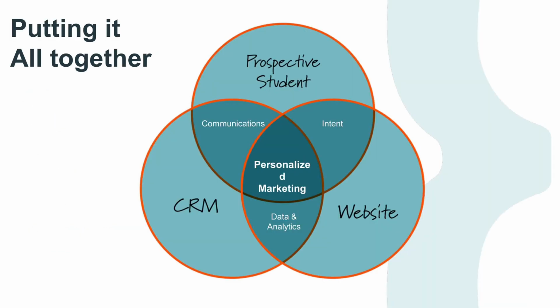We have three elements of this connection, no pun intended. We have our prospective student, of course, we have our website, and we have our CRM. So there are interactions between each, right? Between our CRM and our prospective student, we have all sorts of communications, either one-to-many or one-to-one. Chatting with them, messaging them, group text, group emails, lots of communication going on.